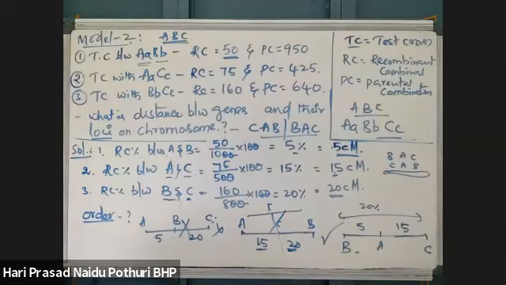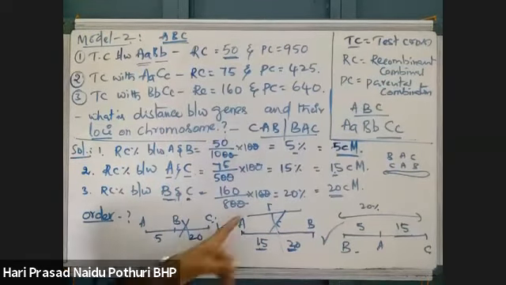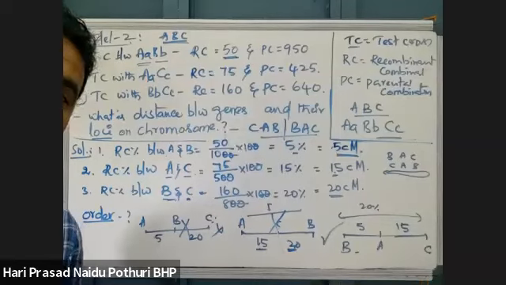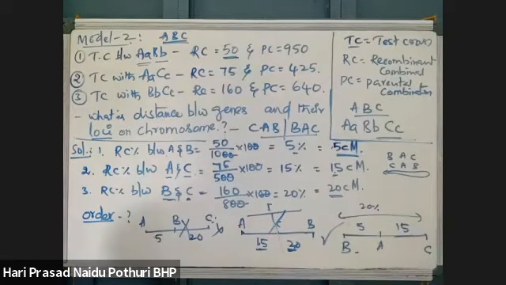Like this we can find the recombination. With the help of recombination we can find the order of genes. This is what we call gene mapping.